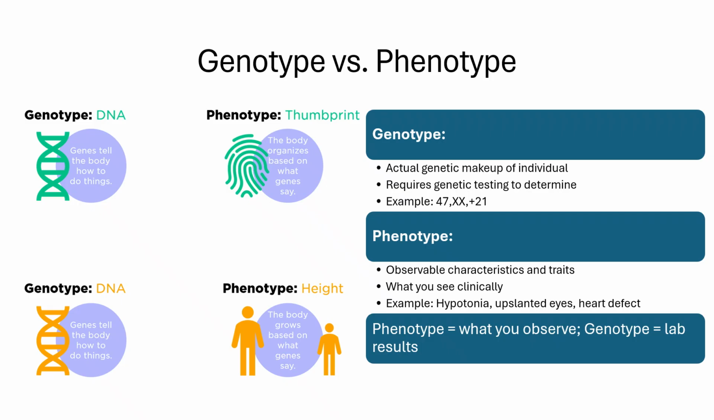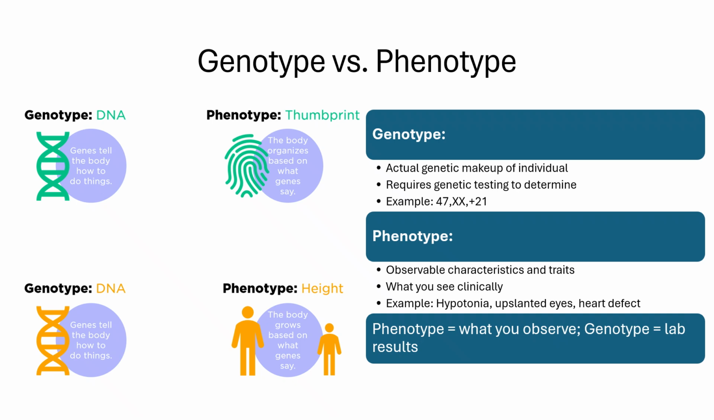This phenotypic variability occurs because genes don't act in isolation. They interact with other genes, epigenetic factors, and the prenatal environment. In practical terms, phenotype guides our initial clinical suspicion, while genotype provides definitive diagnosis.